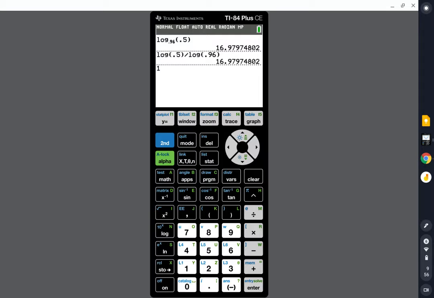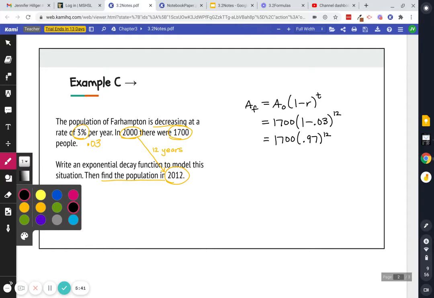Calculate this. 1,700 times, we were decreasing at 3%, which means our value in our parentheses worked out to be 0.97 raised to the 12th. That looks like what we had in our example. So I'm going to push enter. And our population, now, we do not use half of a person. So instead, I'm going to round this up. I'm going to say 1,180.